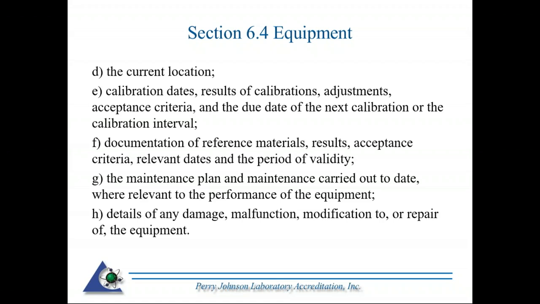Reference material, F: documentation of reference material, results, acceptance criteria, relevant dates, and the period of validity. And the maintenance plan, and maintenance carried out to date where relevant to the performance of the equipment. So if a piece of equipment malfunctioned, you want to keep that record: what was done to it, what was replaced in it. It could be planned maintenance. Germinators, one thing that came to mind from one of my past experiences, had to be cleaned and serviced periodically. H: details of any damage, malfunctions, modifications, or repairs of the equipment.